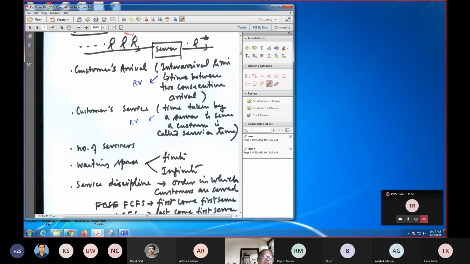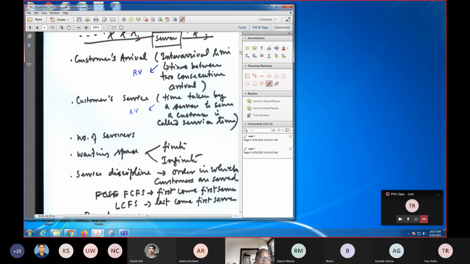Waiting space means, for example, a cinema hall. If you go to watch a movie and you have to buy a ticket, you have to stand in the queue. Sometimes the movie becomes so popular that the queue gets longer and longer. It will stretch up to the road and the next road, and sometimes you must have seen the U-shaped queues made in the temples. So there is an infinite waiting space, meaning whosoever comes, you can join the queue.